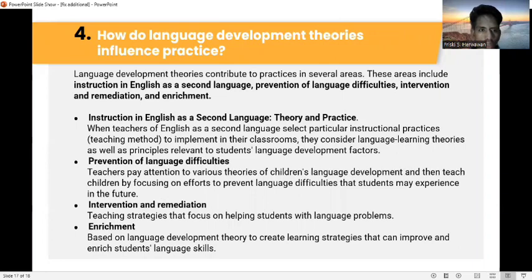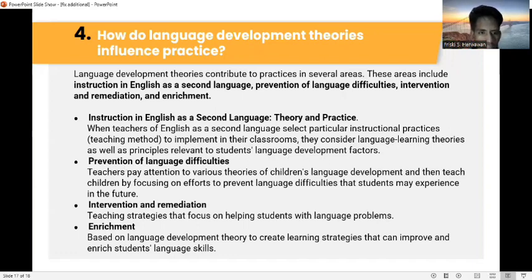And now we're moving to the last question. How do language development theories influence practice? Language development theories contribute to practice in several areas. These areas include instruction in English as a second language, prevention of language difficulties, intervention and remediation, and enrichment. In instruction in English as a second language, the teachers of English as a second language select particular instructional practices, such as teaching methods, to implement in their classroom by paying attention to language learning theories as well as principles relevant to students' language development factors.